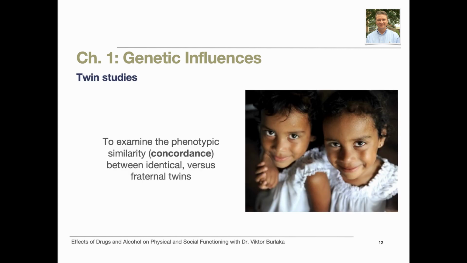Another source of evidence supporting the theory that alcoholism has a genetic basis comes from twin studies. The logic behind twin studies is to look at the degree of phenotypic similarity on some trait, like observable drinking behaviors, called concordance, between identical versus fraternal twins. If the degree of concordance is considerably greater among identical twins, this constitutes strong evidence for a genetic influence.